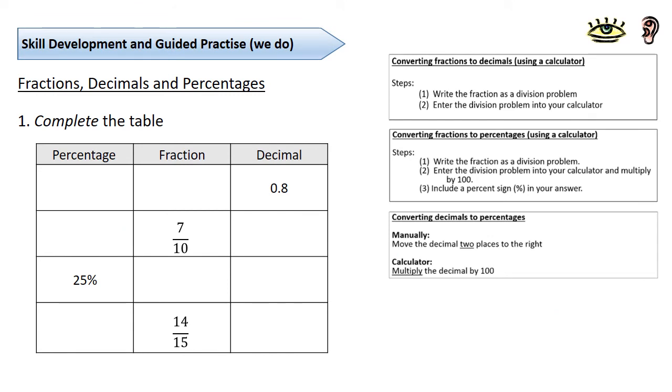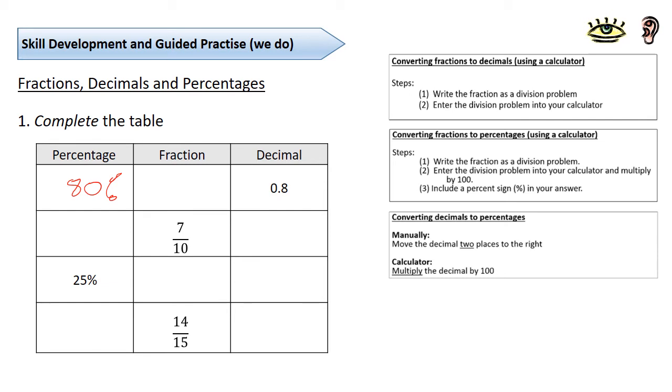Alright, let's have a look at this one here. This question looks very similar to a question that was on your test, I'm pretty sure, in term 1. So decimal to a fraction, 0.8. Well, let's turn that into a percentage first. 0.8 to a percentage, we can times it by 100, so 2 jumps to the right, 80%.